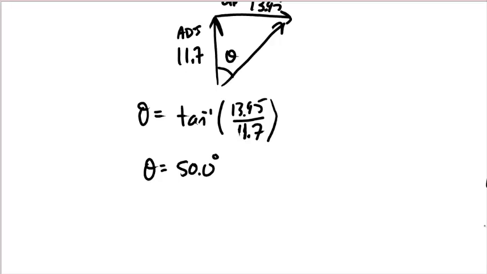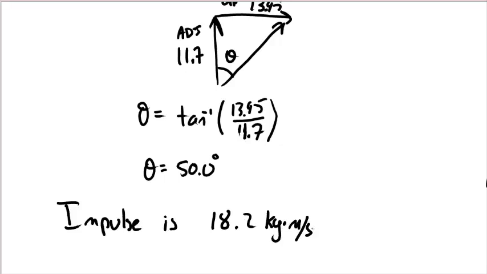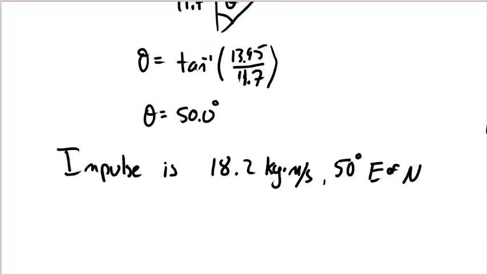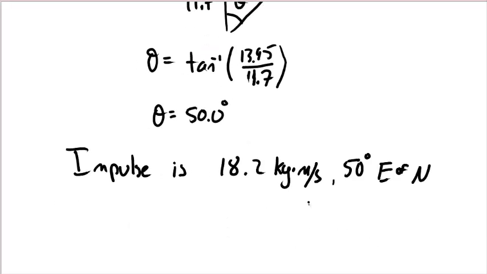So if I write out my answer, the impulse is 18.2 kilogram meters per second, 50 degrees east of north. Okay, so then once again, we have a soccer ball coming down this way, hits the head, ends up going that way, so we need an impulse, this one here, 50 degrees east of north, stopping it from going south and forcing it to go east.